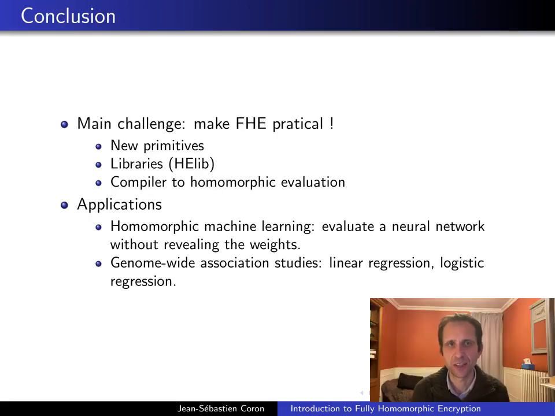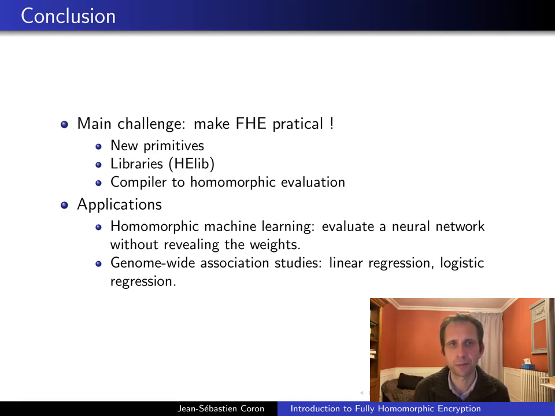So as a conclusion, the main challenge, 13 years after the discovery of fully homomorphic encryption, is still to make fully homomorphic encryption practical. For this, we probably need new primitives. We also need efficient libraries, so for example the HElib library, and we also need compilers for homomorphic evaluation, because we don't want to design or to work with the circuit to be evaluated.